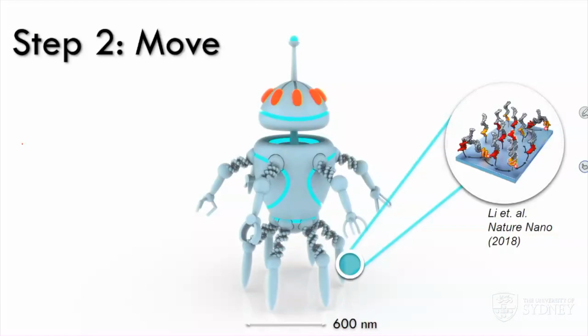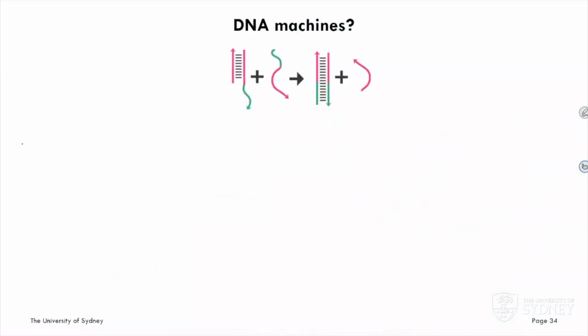The next part I'm going to talk about is how they move around. I said we had something that was almost four-dimensional, but right now we're just making stuff that sits there. We want it to move around. So I'm going to bring in some ideas about DNA machines. So this idea of DNA machines.